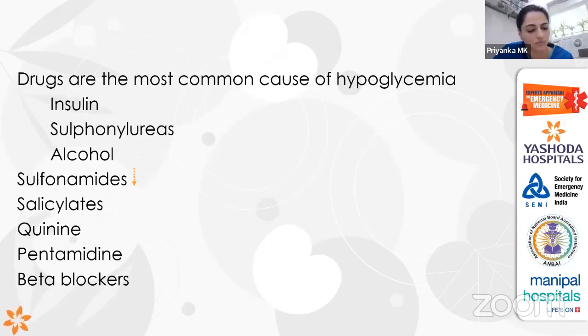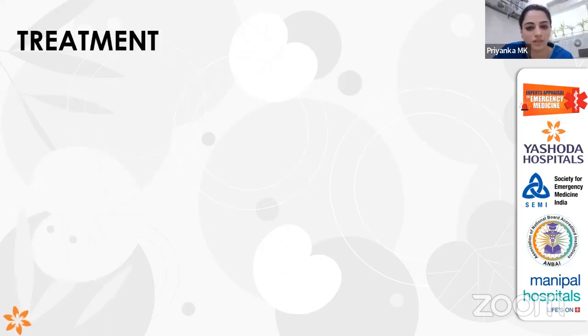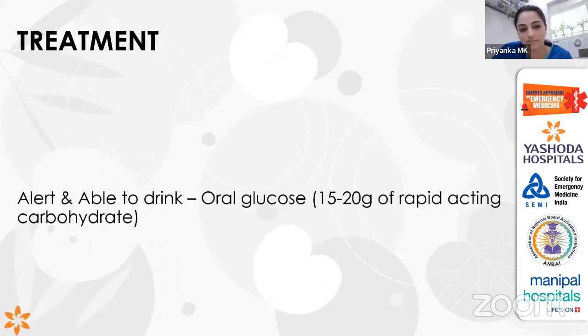Drugs very commonly cause hypoglycemia. The most common are insulin, sulfonylureas, and alcohol. Sulfonamides, not that much. Salicylates, quinine, pentamidine, and beta blockers are also known to cause hypoglycemia. What would you do in a hypoglycemic patient?